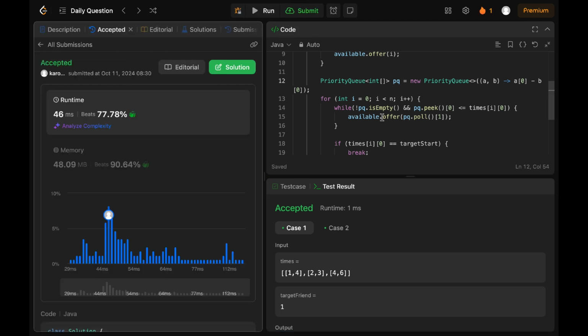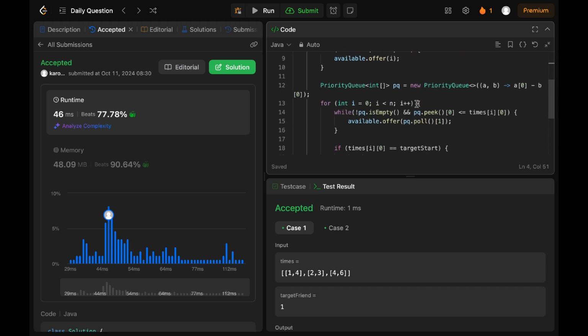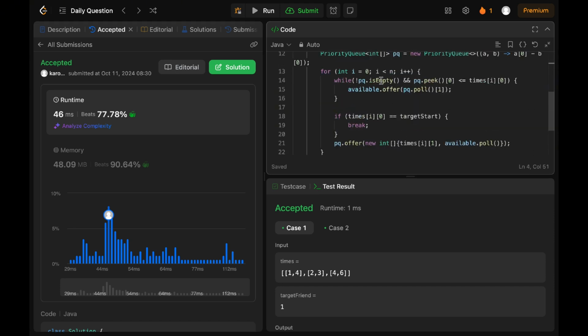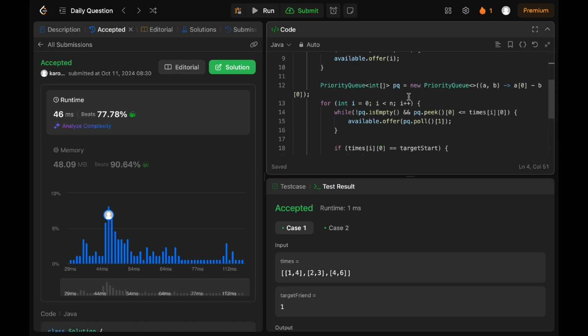In terms of time complexity, it will be O of n log n, primarily coming from the sorting. And then when we are going through each element in the sorted times array, that again takes O of n log n time because removing or adding a minimum element to the min heap takes O of log n time, and we are doing it for n elements. So because of this, the time complexity is O of n log n.